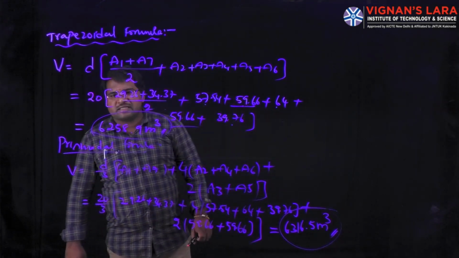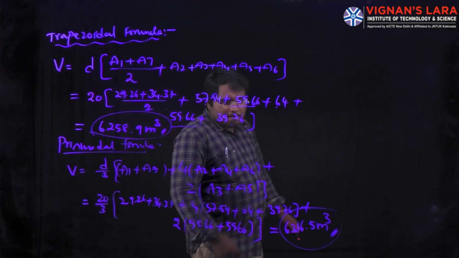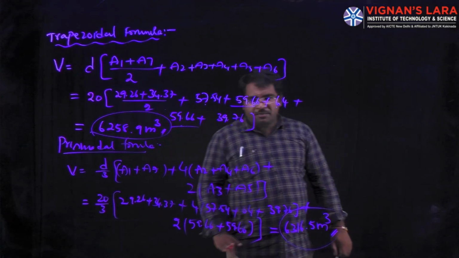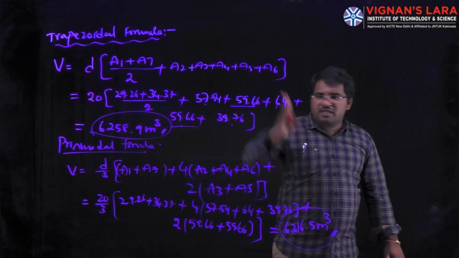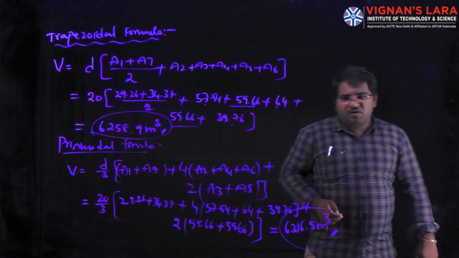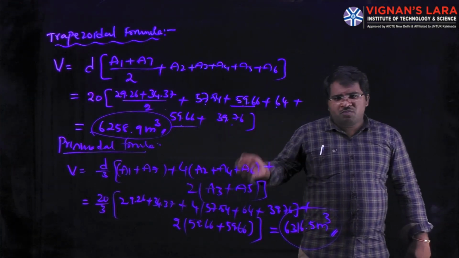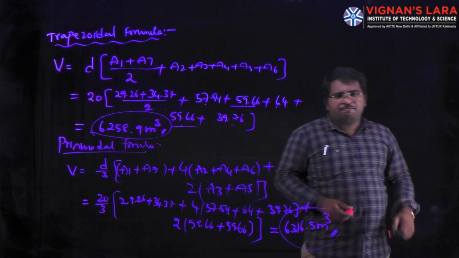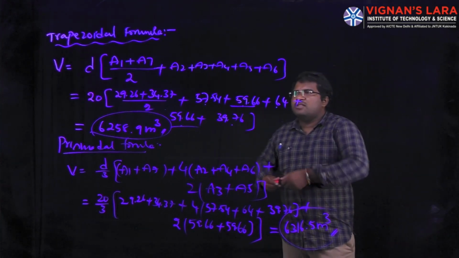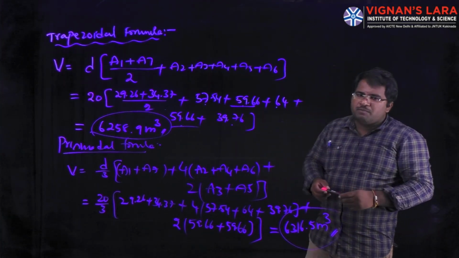The difference between the trapezoidal and the prismoidal formula is called the prismoidal correction. So like this we have to solve the problems. Even in your JNTU exams you are going to get problems like this. More than this they won't ask anything about the calculation of volumes. These two formulas are very, very important.